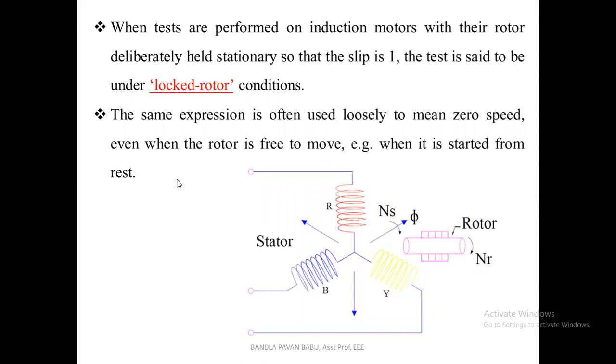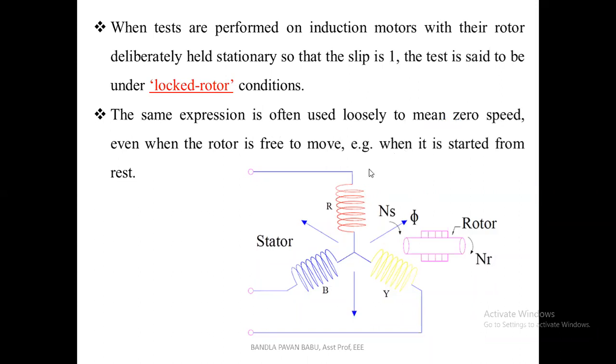So this point indicates slip equal to 0, which is the starting position of the induction motor. Of course, slip cannot be equal to 0, because the rotor never moves, but it is considered as the starting condition. The same expression is used loosely to mean zero speed. That means s equal to 0, the rotor never rotates. For s equal to 1, the rotor never rotates. So the value should be from 0 to 1 in practical analysis.